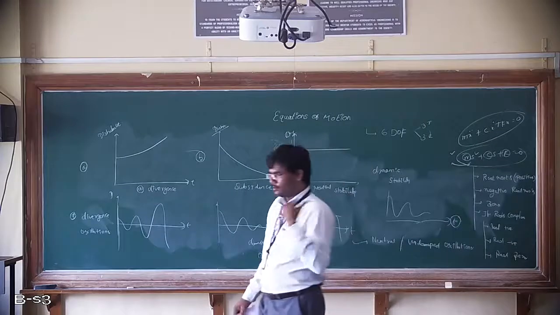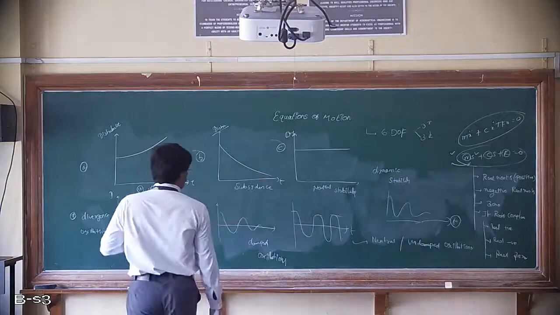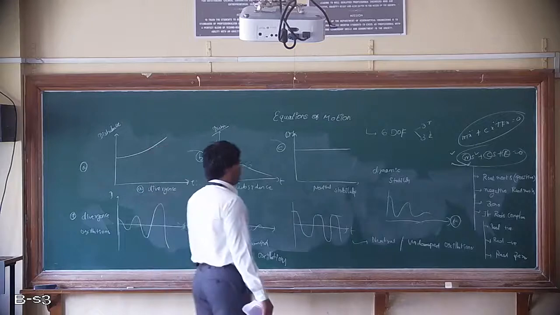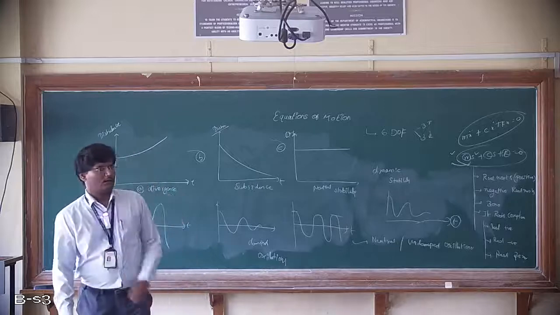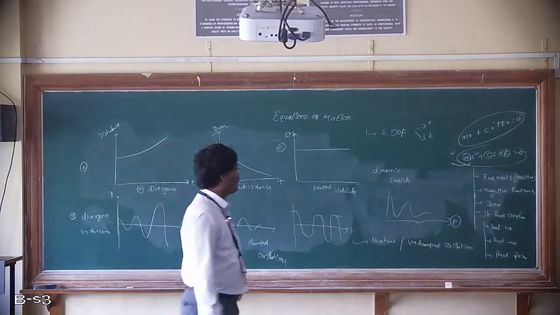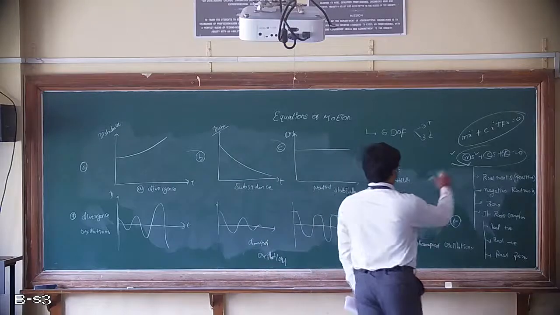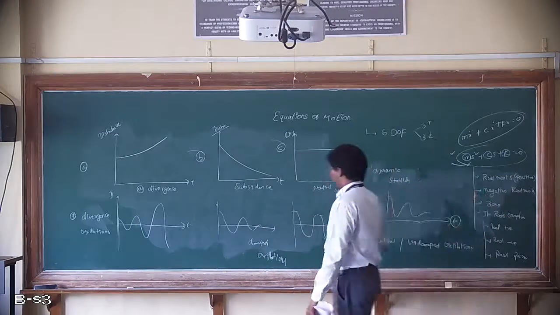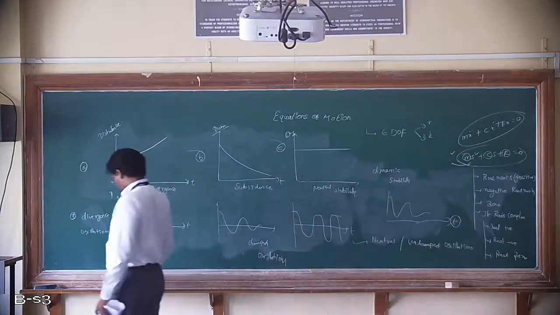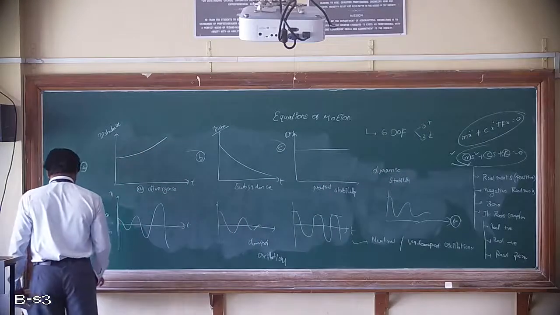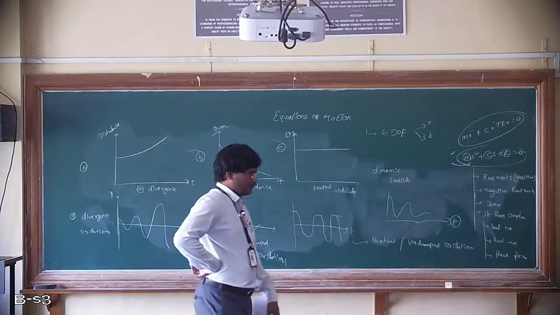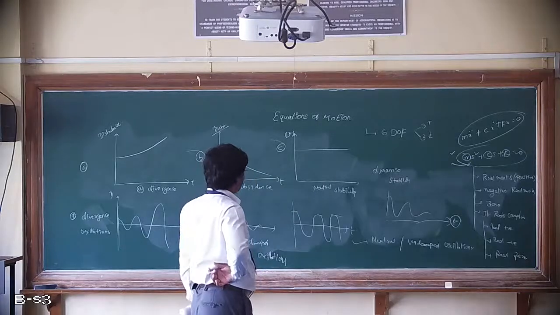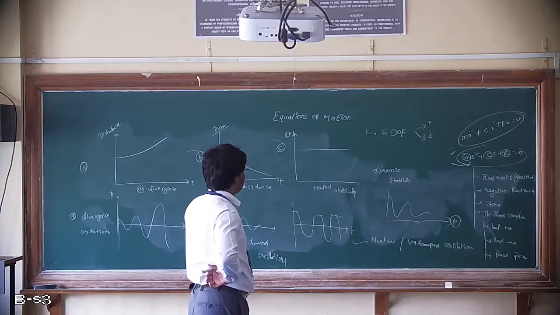If you solve this characteristic equation, you will get any one of the roots. So how can you define this response based on these roots? That is my question. How can you define the response of the system based on roots?